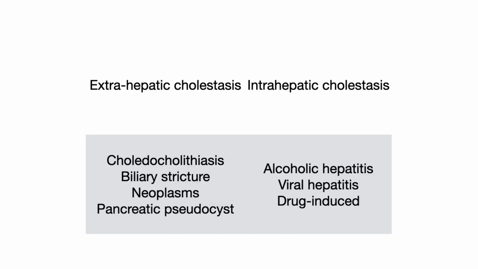So just showing extrahepatic versus intrahepatic cholestasis. This was a table, so it didn't turn out quite right, but basically on the left is extrahepatic cholestasis. These are reasons for it. Right is intrahepatic. So alcoholic hepatitis, viral hepatitis, drug-induced can cause intrahepatic cholestasis and interfere with that movement of the conjugated bilirubin. And then extrahepatic: choledocholithiasis, so a gallstone in the common bile duct; biliary stricture, something blocking flow; neoplasm, like a neoplasm in the head of the pancreas; pancreatic pseudocyst and everything. It's a mass lesion that could put pressure on the common bile duct and obstruct flow.